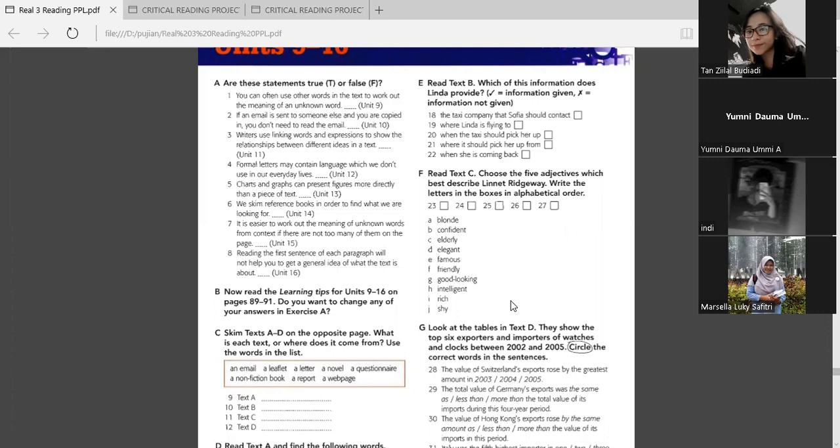23? Is there any other answer besides elegant? What's that? Try another one. Yumni, what about you? When you answer in number 23, in point, what's that after... Dani answers it.